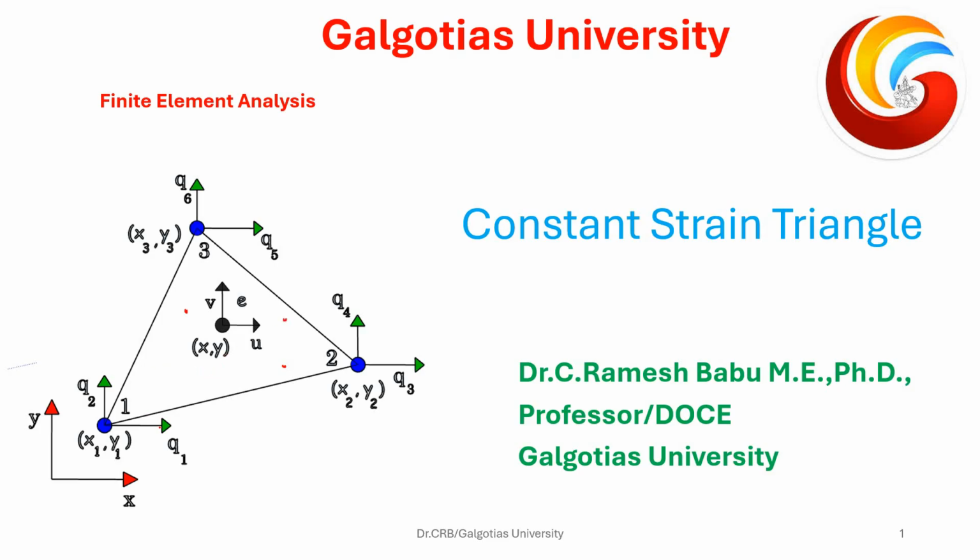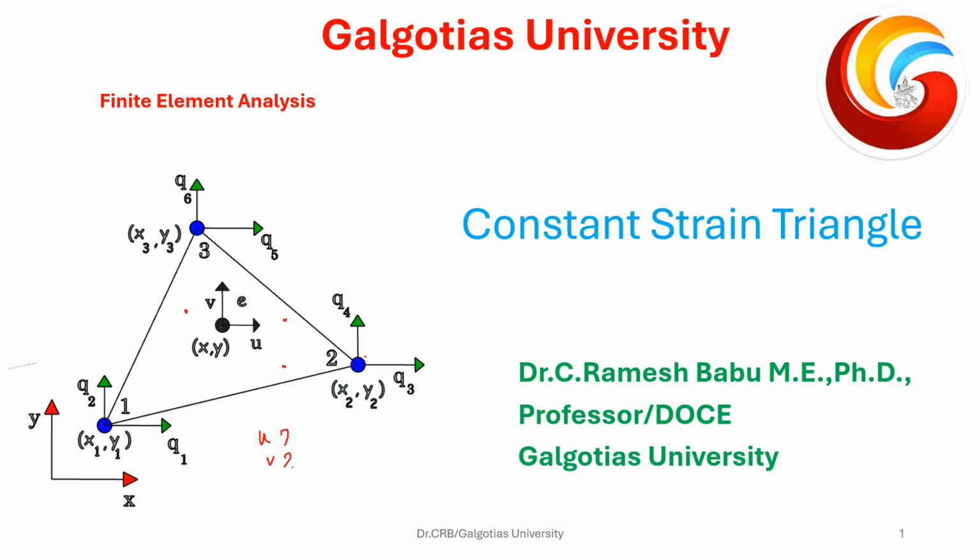Proceeding further, you can see that Q1, Q2, Q3, Q4, Q5 and Q6 are the nodal displacements at the particular nodes 1, 2 and 3. And x1, y1, x2, y2 and x3, y3 are the Cartesian coordinates for the particular nodes. This whole triangular element is taken as a constant strain triangular element. Inside, at a particular point, the displacement is u and v. So what is u and what is v? That could be found from the shape functions.